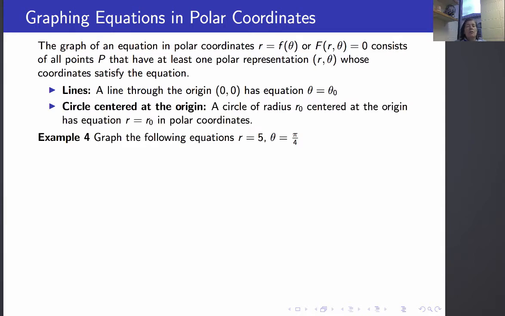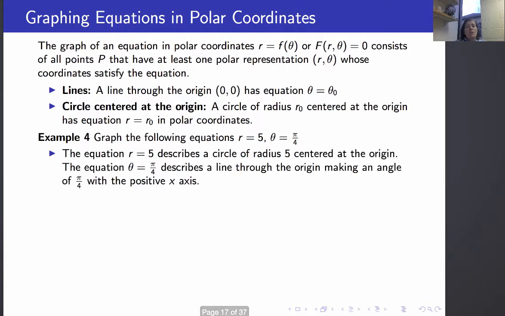Now a circle of fixed radius r naught centered at the origin has equation r equals r naught in polar coordinates. For any point on this circle, the distance from the origin is r naught, so it has some polar representation where the r value is r naught, and vice versa, any point with a polar representation where r is r naught must lie on this circle. So a circle centered at the origin has a very simple equation in polar coordinates, namely r equals r naught, where r naught is the radius of the circle.